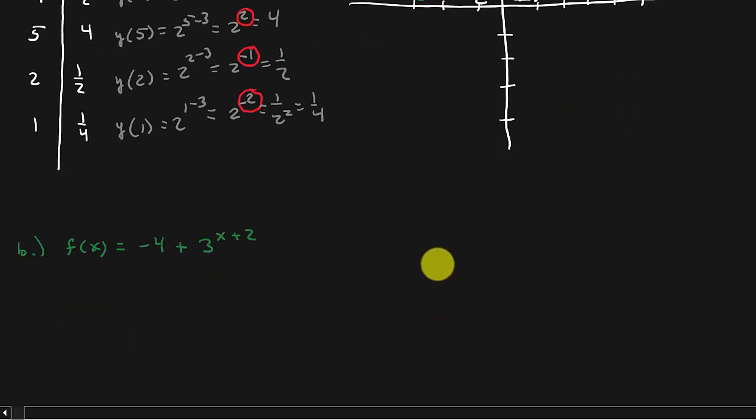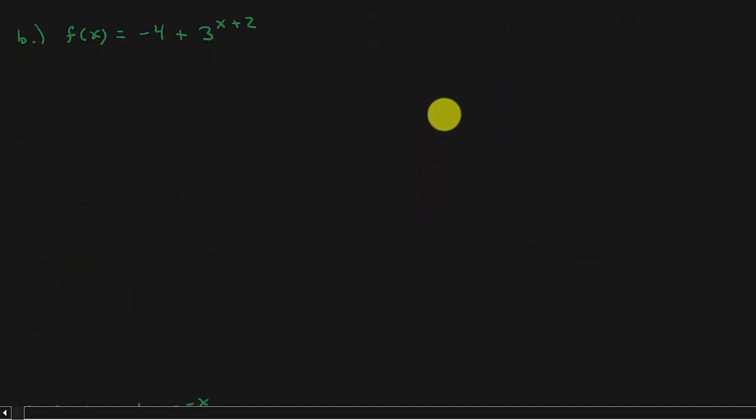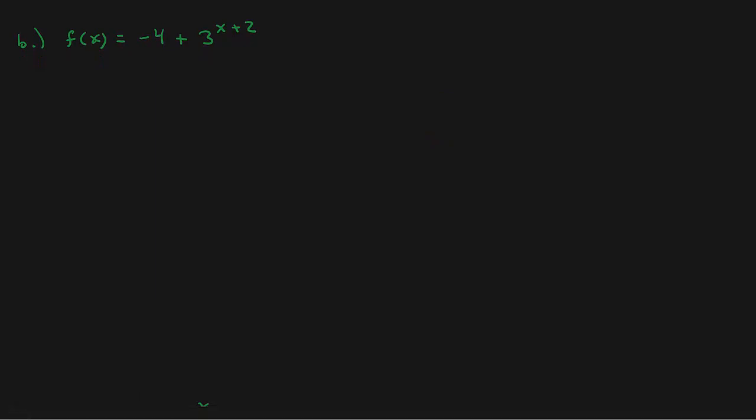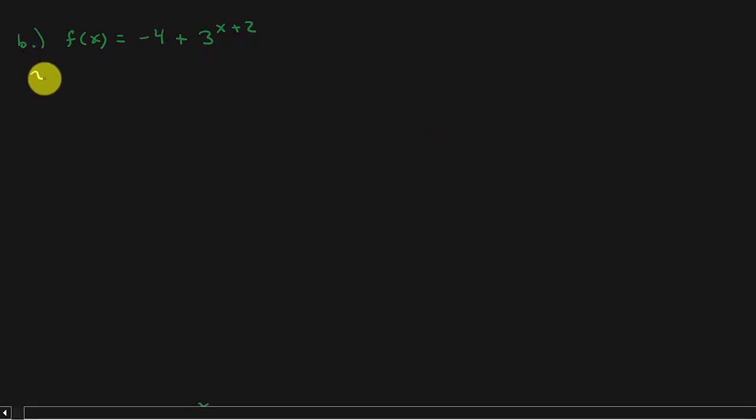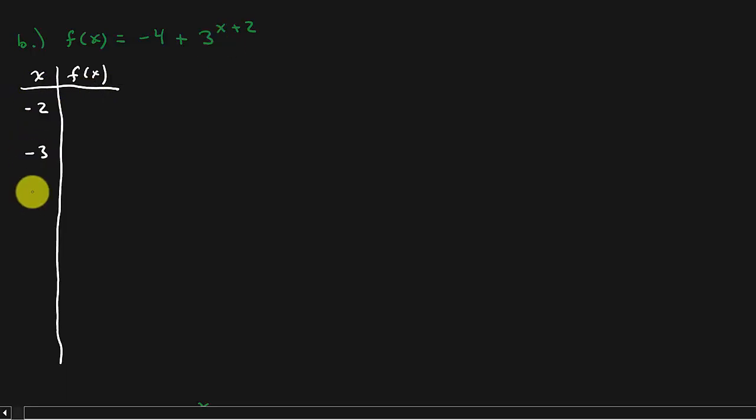Okay. All right, so let's look at this one. Let's make our table. So I've got x, f of x, and I'm going to choose what? Let's do -1, 0, -3, -4.